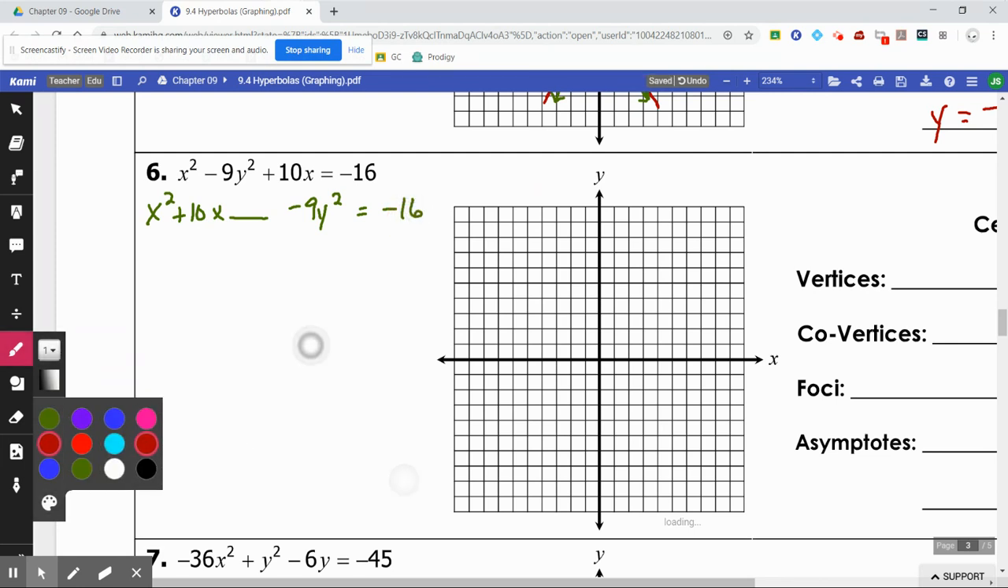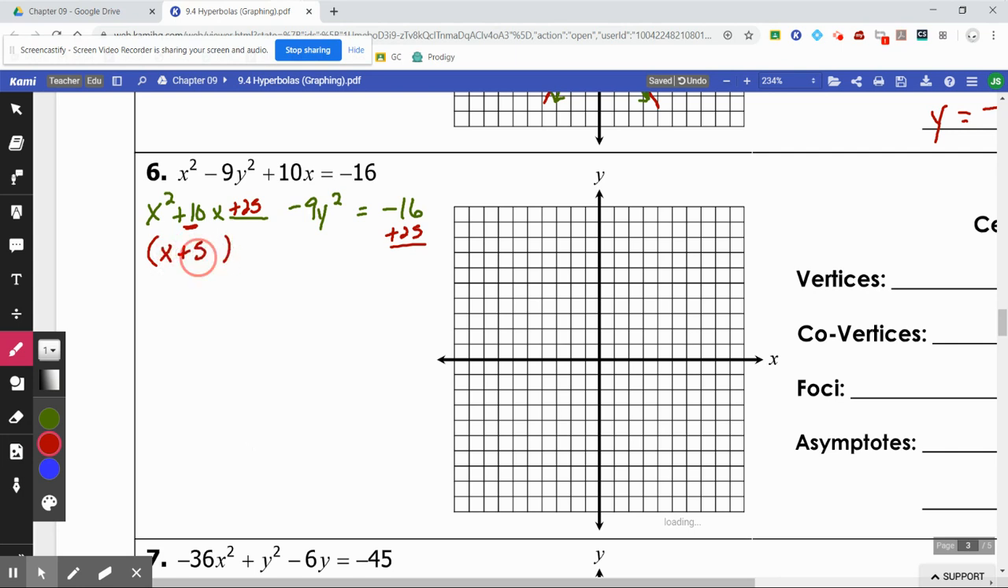We complete the square by taking half and squaring it. That's going to be a 25. Make sure we add it to both sides. We always factor after completing the square. This will factor into x plus 5 times itself. Bring down minus 9y squared, and then negative 16 and 25 is 9. Again, since we don't have a 1 over here, we're going to divide everything by 9 to give us a 1. And that makes our equation x plus 5 squared over 9 minus y squared over, and I'm going to go ahead and put that 1 on bottom just so we don't get confused, is equal to 1.